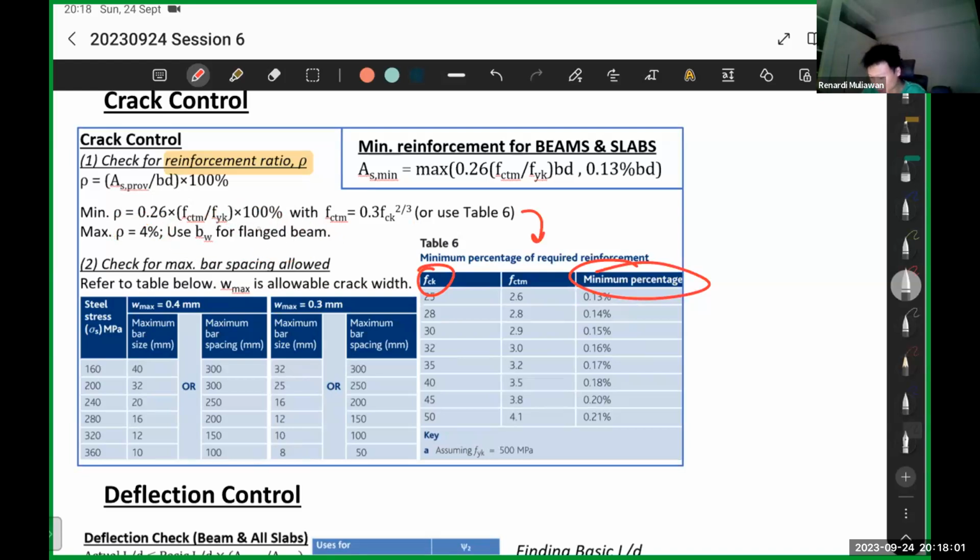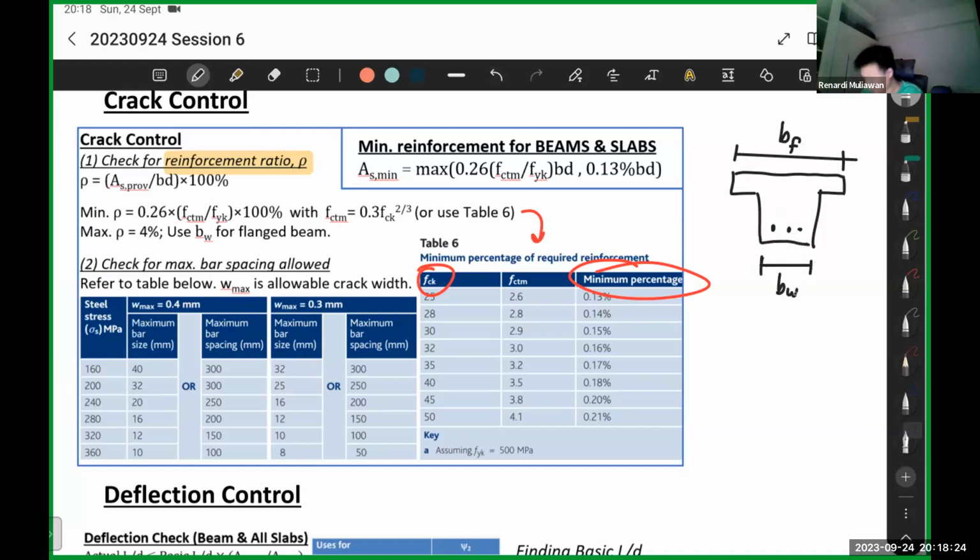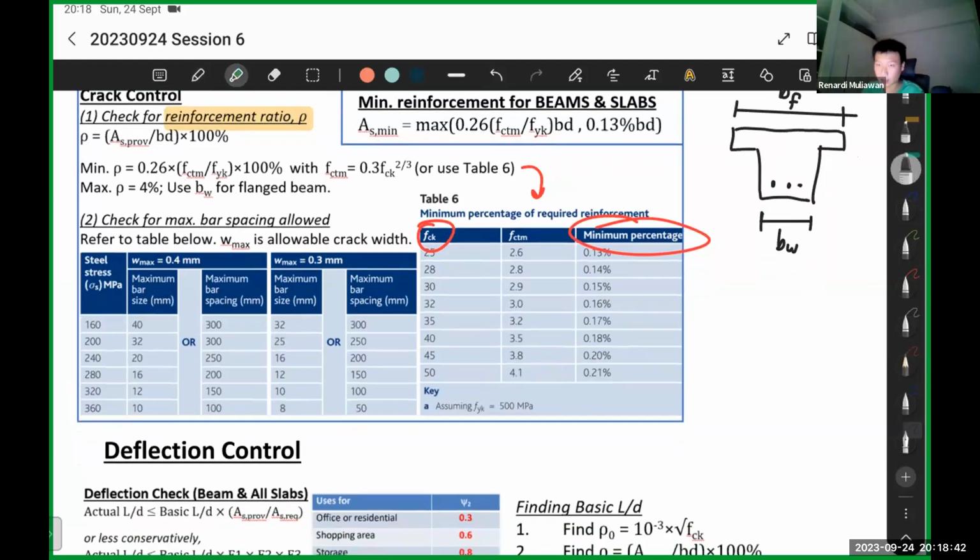Then for flange beams, we use b_w. Just to give you a little recap, let's say this is your flange beam. This whole thing is b, or sometimes people write it as breadth of flange. These two mean the same thing. Then this one is the b_w, the breadth of the web. If it's a flange beam, we just assume that we only use b_w for deflection, so just put b_w as the b here. Quite straightforward, nothing much to explain. There's a question later, so y'all can see how it's used.